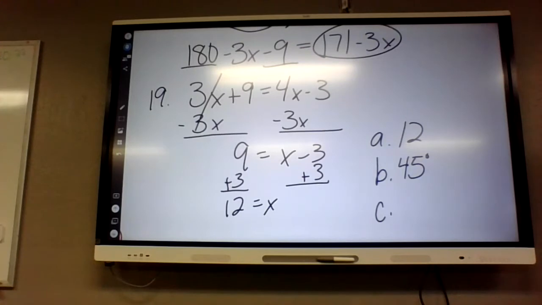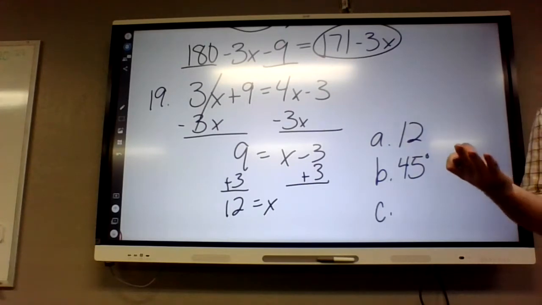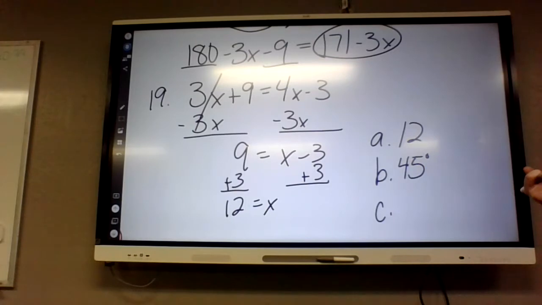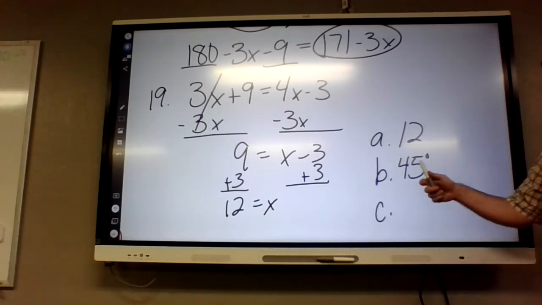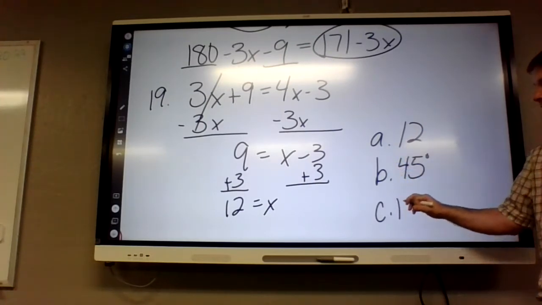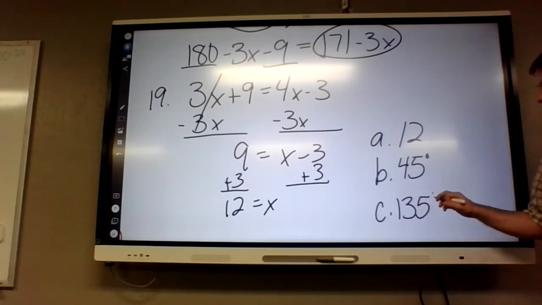Okay, and then C says measure of angle 8. Angle 8's not in the original question. You have to look over at the picture. How are angle 5 and angle 8 related? They're supplementary. 135. Yeah, you see how they're not the same? 5 looks small, 8 looks big. 5 is the same as 7, and 7 and 8 are supplementary, so 5 and 8 are supplementary. So we have to do 180 minus 45, which is 135.